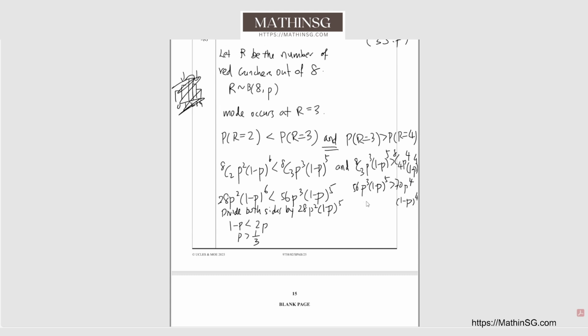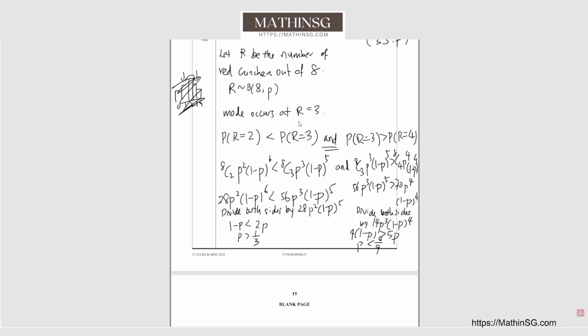So now I'm going to again divide both sides by 14P cubed, 1 minus P to the power of 4, right? If I divide that, 56 divided by 14 is 4. P cubed over P cubed is 1. Then I have 1 minus P here, and it is going to be greater than 5P. Solving for this, I have P is less than 4 over 9.